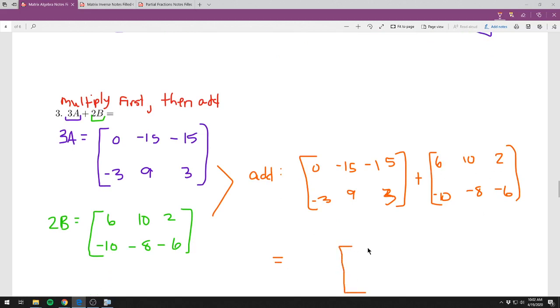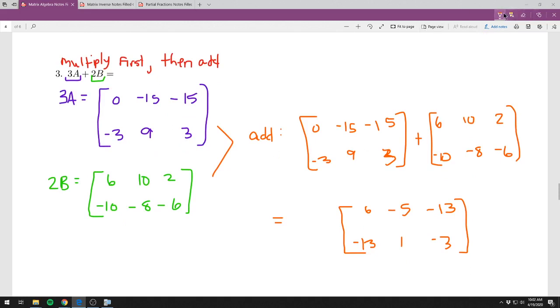0 plus 6 is 6. Negative 15 plus 10 is negative 5. Negative 15 plus 2 is negative 13. Negative 3 plus negative 10 is negative 13. 9 plus negative 8 is 1. And 3 plus negative 6 is negative 3. And that's our matrix addition and subtraction, combined with scalar multiplication, multiplying by a number.